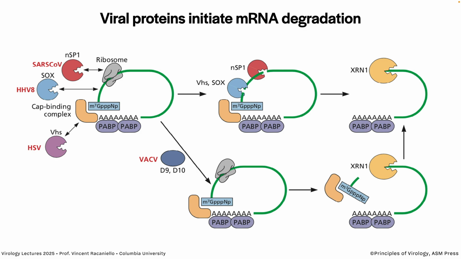So there's a circle being translated, and viral proteins can initiate degradation. So here we have an NSP1 protein of SARS-CoV-1 and a SOX protein of HHV8. They are chewing up the RNA. And then XRN1 can take over and degrade the rest of it. Herpes virus can also initiate degradation here as well. The vaccinia virus encodes proteins that remove the 5' cap. D9 and D10 remove the cap, and then XRN1 can chew away as well.